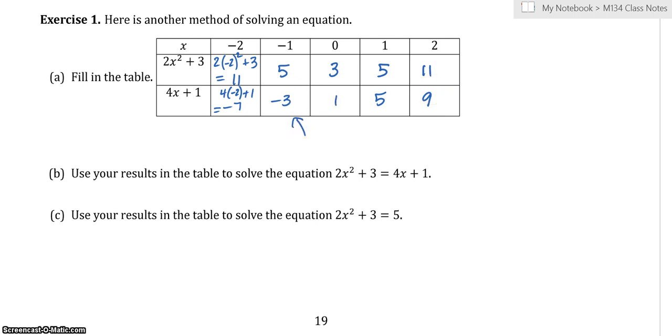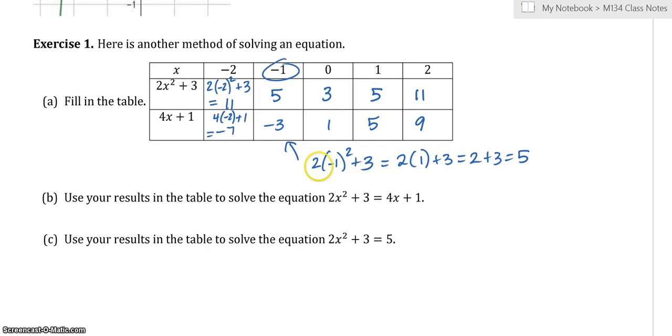Let's just do this one, for instance. This one would be 2 times negative 1 squared plus 3. Again, you have to do exponents first, and negative 1 times negative 1 is 1. And then that's where you get 2 plus 3, which is the 5. Oops, I meant the second one. Plugging in negative 1 here, 4 times negative 1 plus 1, you get negative 4 plus 1, which is indeed negative 3.